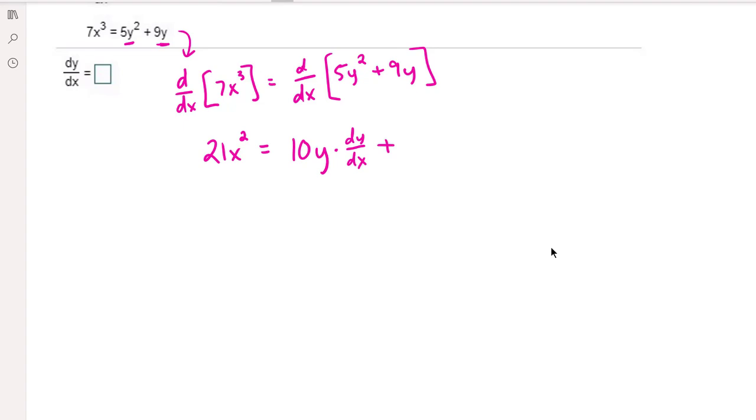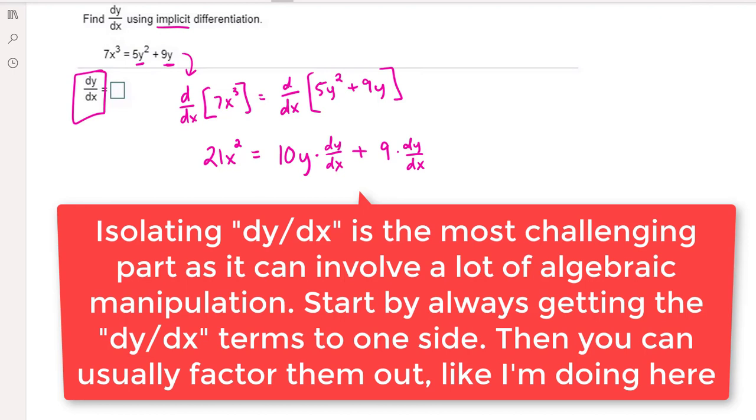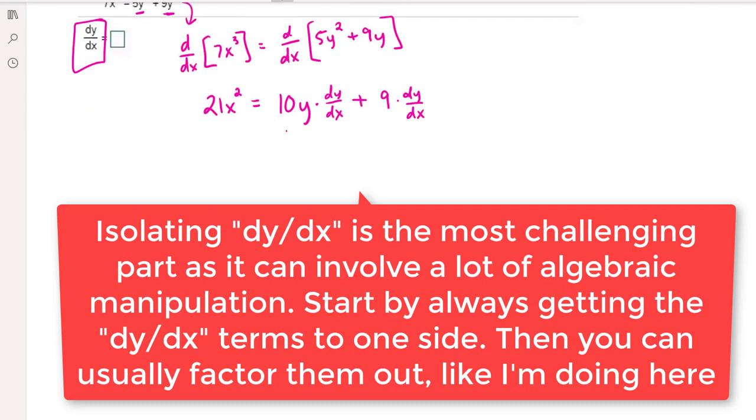Then I'm going to go over here to the 9y. When you do the derivative of 9y, it just gives you 9. But since it was an expression that had y in it, I'm going to have to put this dy dx beside it. Now, this is technically the derivative of the original equation, although in your homework system a lot of times they want you to solve for dy over dx, so we need to isolate that to one side.